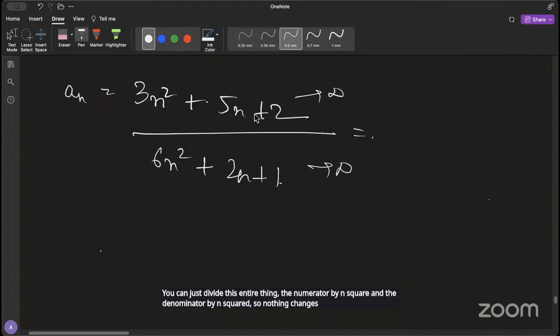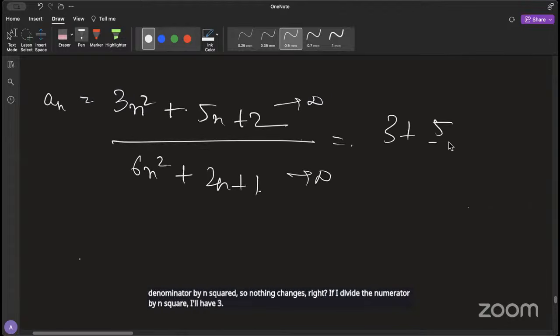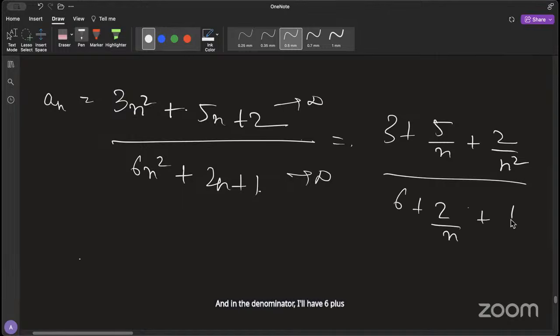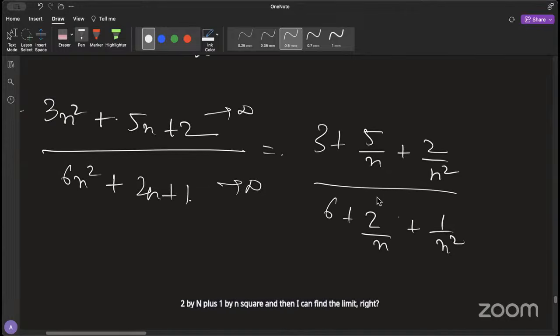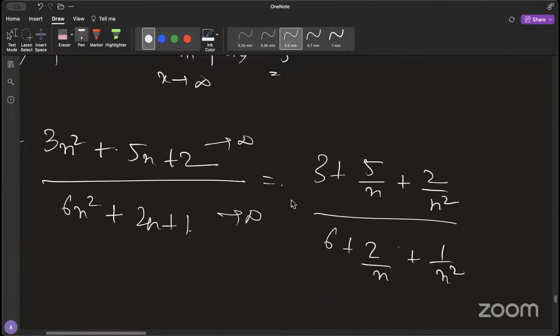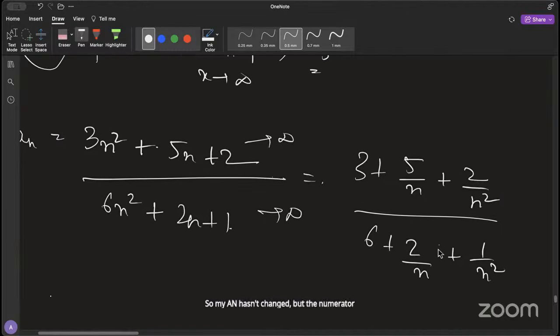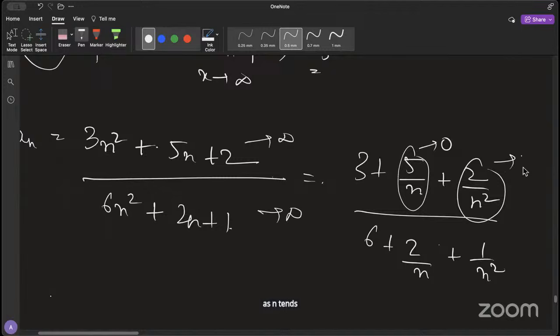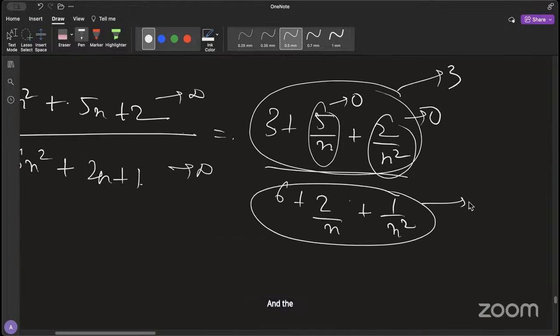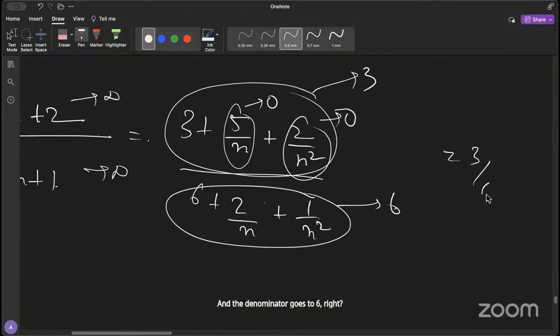So nothing changes, right? If I divide the numerator by n square, I'll have 3 plus 5 by n plus 2 by n square. And in the denominator, I'll have 6 plus 2 by n plus 1 by n square. Then I can find the limit, right? My a_n hasn't changed, but the numerator and denominator have changed. So this goes to 0 as n tends to infinity, this also goes to 0, and this goes to 3. The entire numerator goes to 3 and the denominator goes to 6, so this goes to 3 by 6, which is 1 by 2.